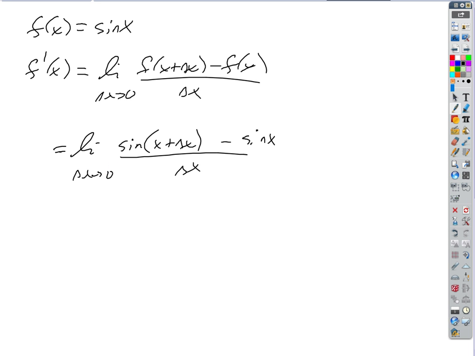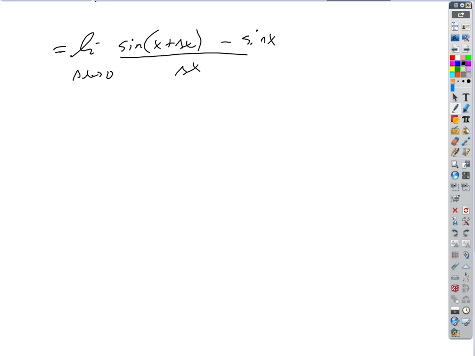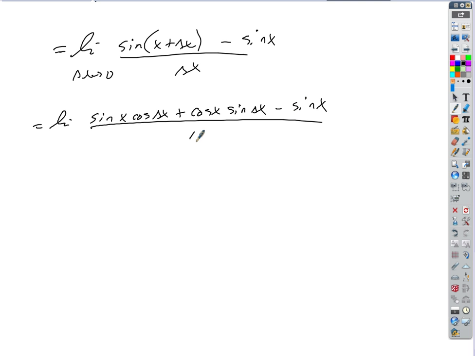So how are we going to simplify this one, do you suppose? Yeah, we just expand sine of a sum, right? And so that one is, do you remember it? Sine of x plus delta x would be sine x cosine delta x plus cosine x sine delta x, right? Minus sine x, all over delta x.